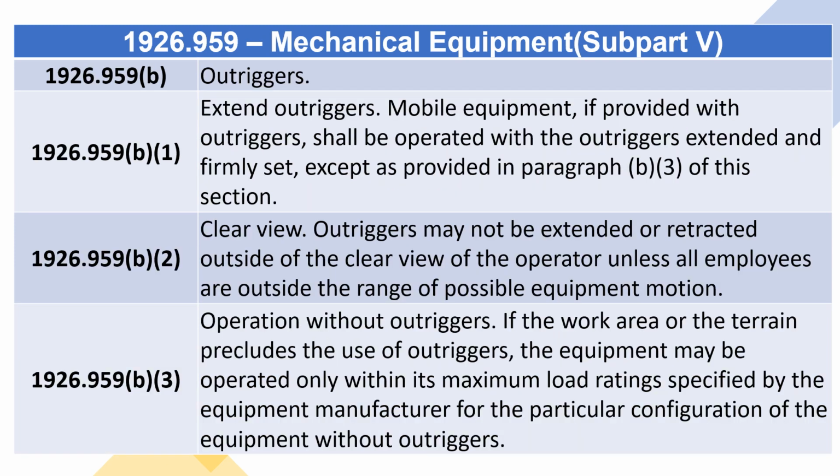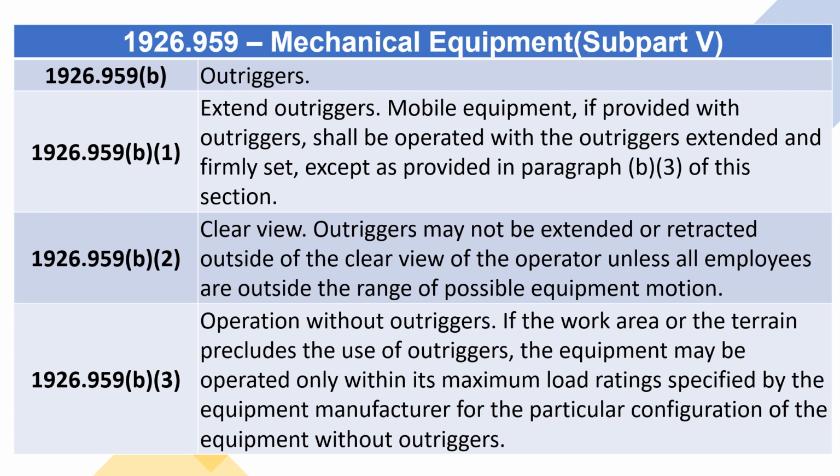1926.959(b) Outriggers. 1926.959(b)(1) Extend outriggers. Mobile equipment, if provided with outriggers, shall be operated with the outriggers extended and firmly set, except as provided in paragraph (b)(3) of this section. 1926.959(b)(2) Clear view. Outriggers may not be extended or retracted outside of the clear view of the operator unless all employees are outside the range of possible equipment motion.